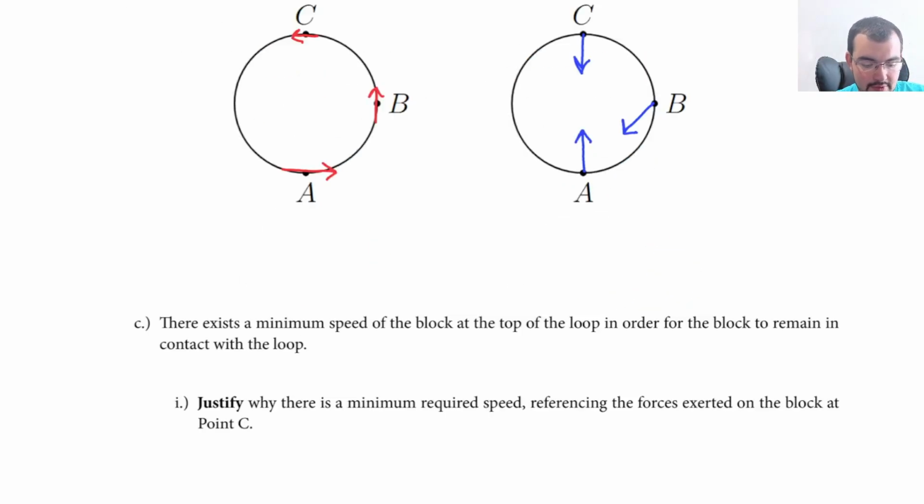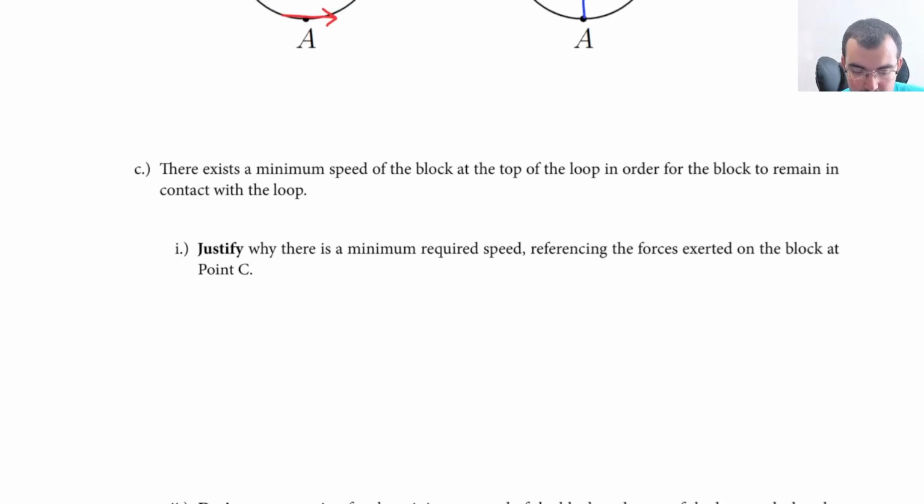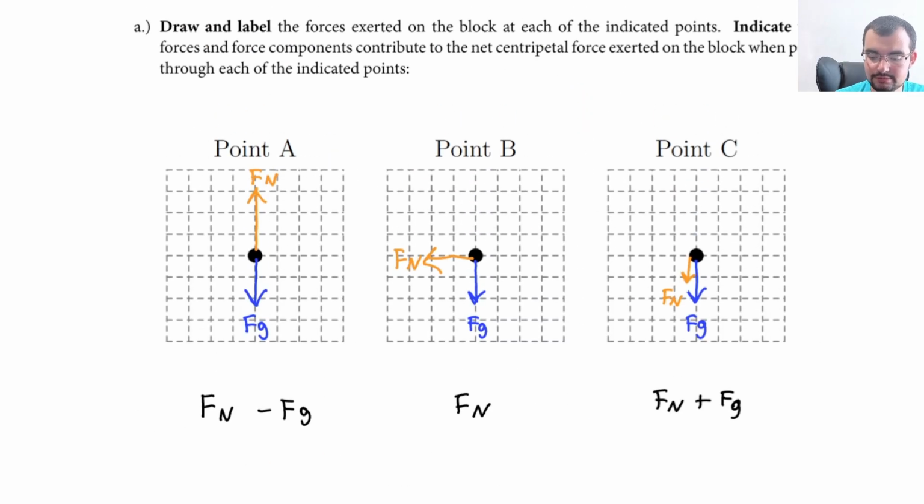or slow down. There exists a minimum speed of the block at the top of the loop in order to remain in contact. Why is there a minimum required speed, referencing the C diagram? Well, of course, we know that to go in a circle, there is a required net centripetal force of mv squared over r. So if the object isn't going fast enough at point C, then that centripetal force is going to be too low.